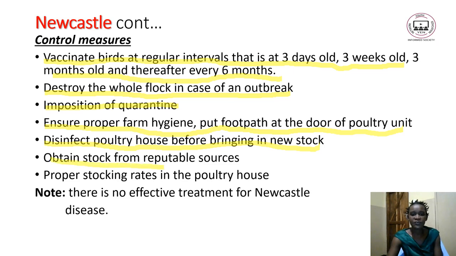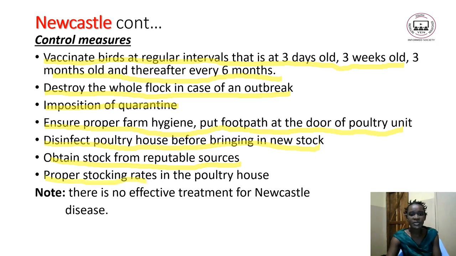Apart from that, obtain stock from reputable sources, more especially the hybrid species which we raise. It is important that you buy from reputable sources, just because some of those sellers might have some birds with the disease in their flock. So to prevent that, you should only buy from those sellers of whom you know that their birds are clean without the disease.